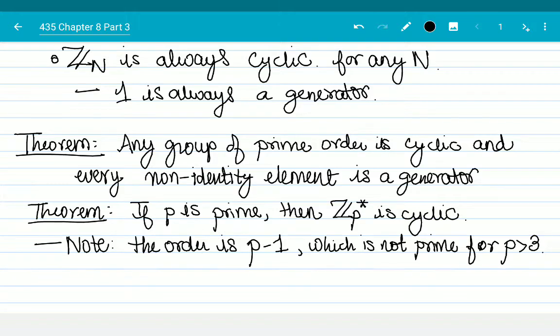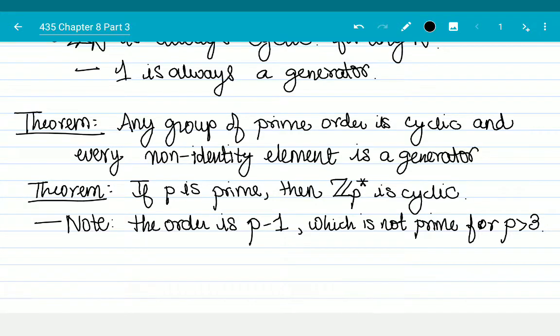But this is showing that every group of prime order is cyclic, okay? This also leads to a corollary.